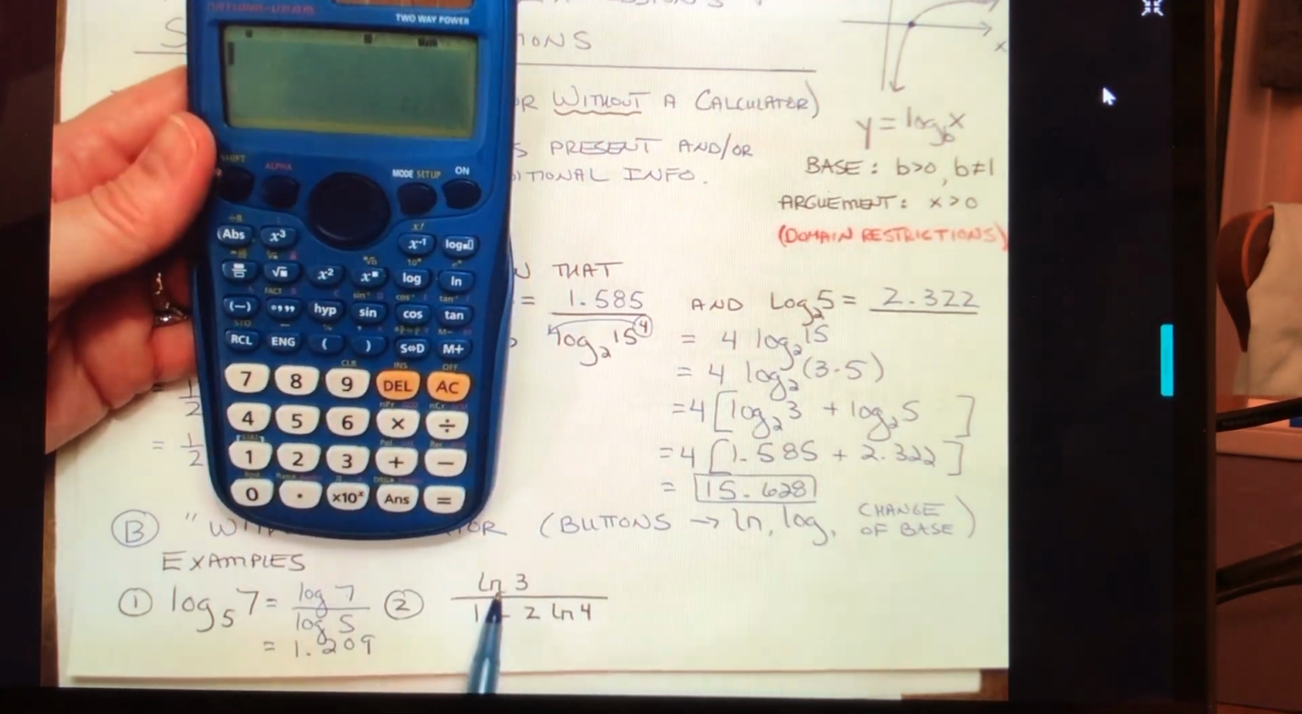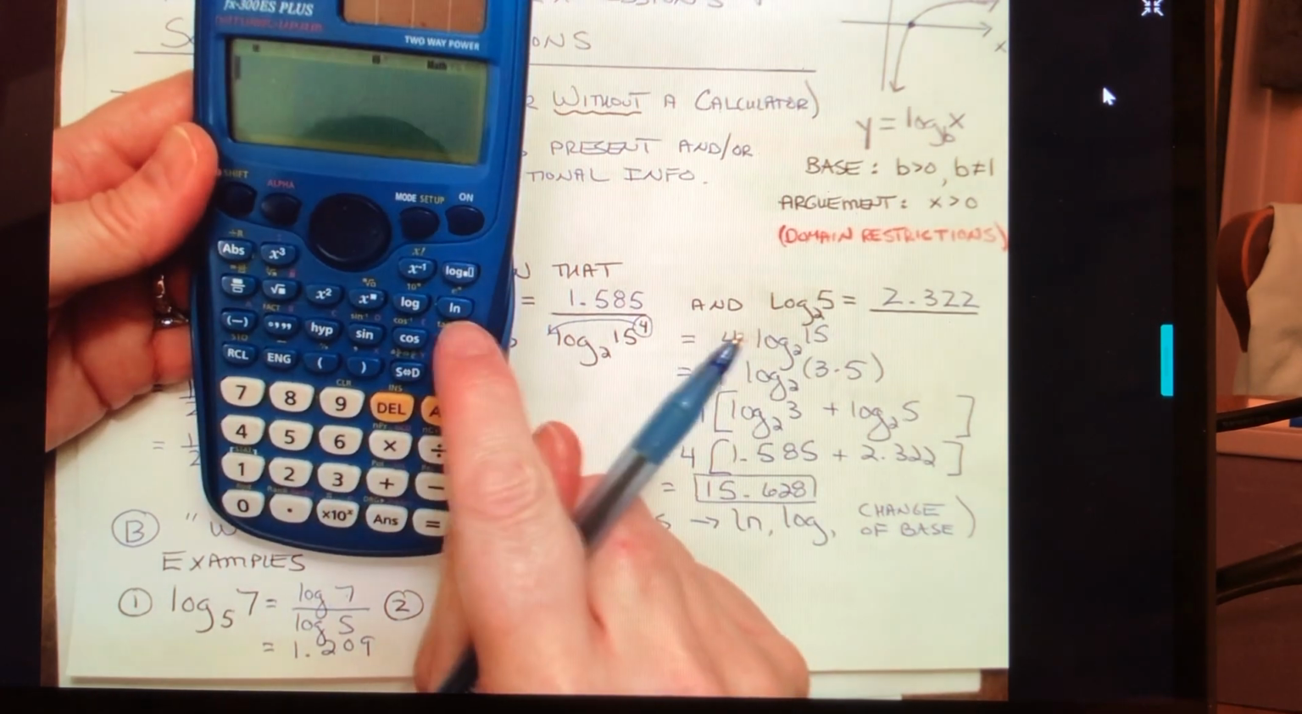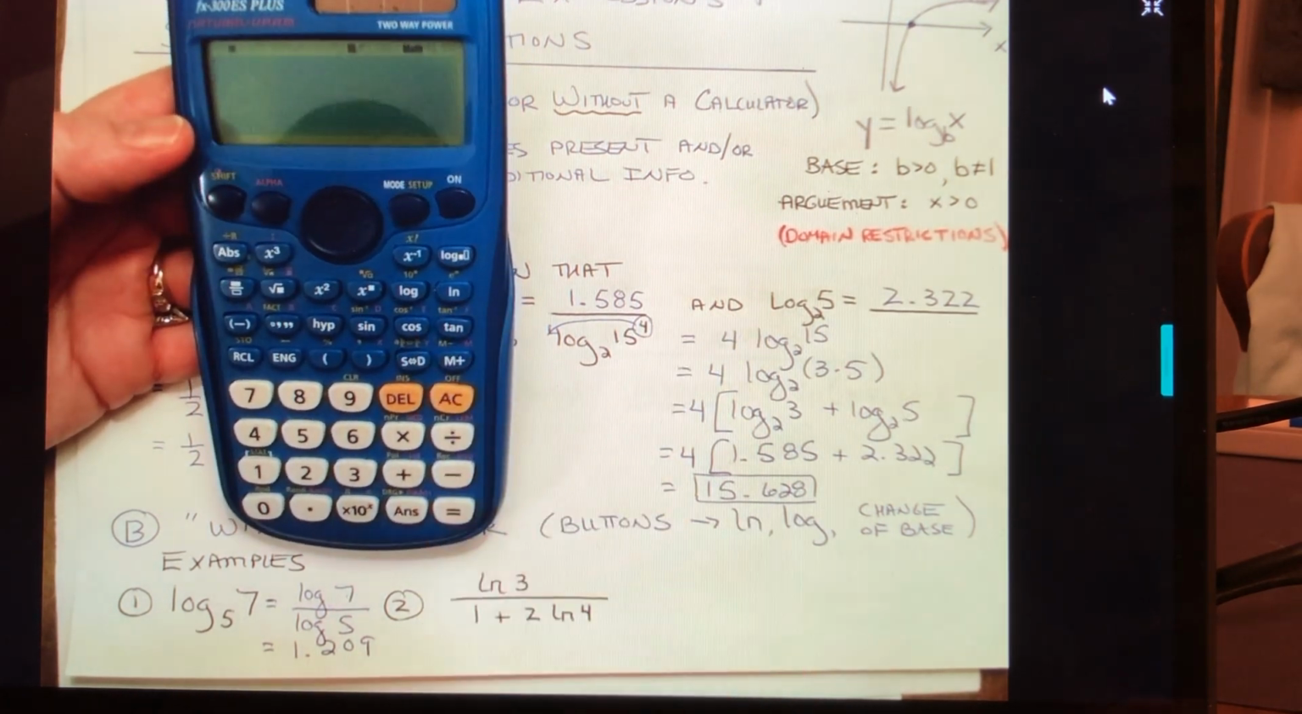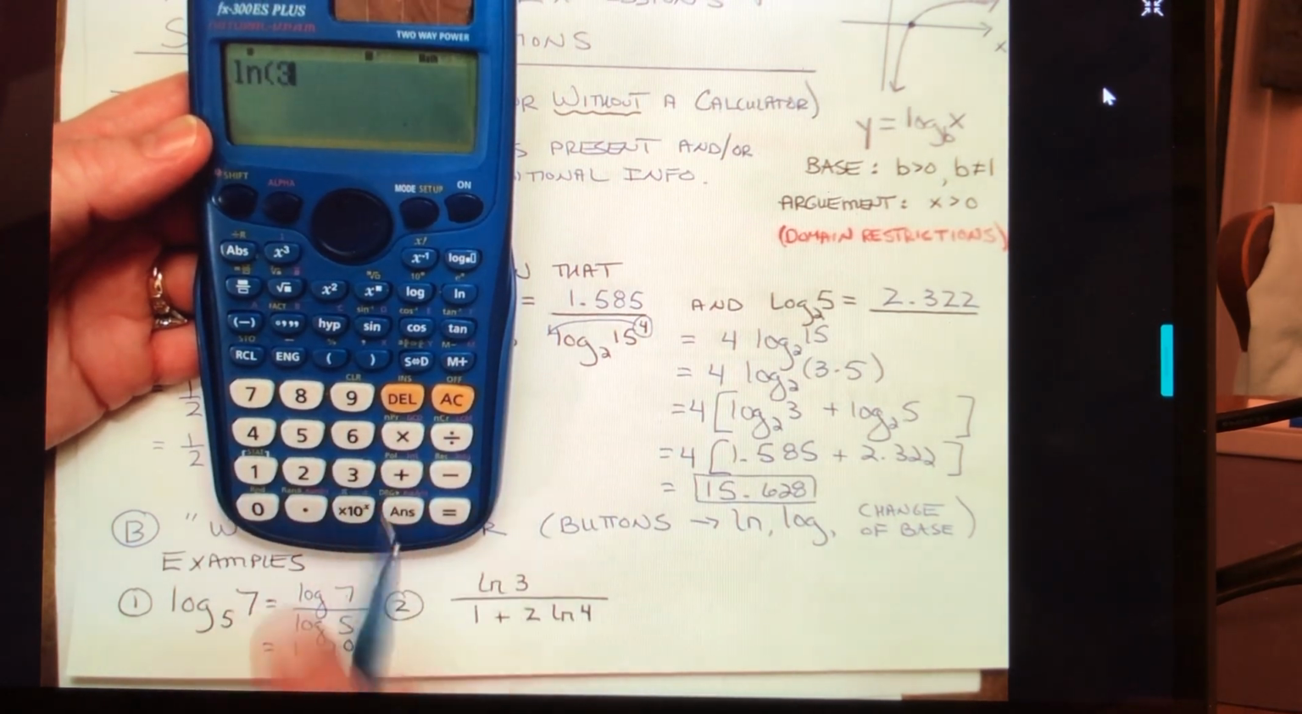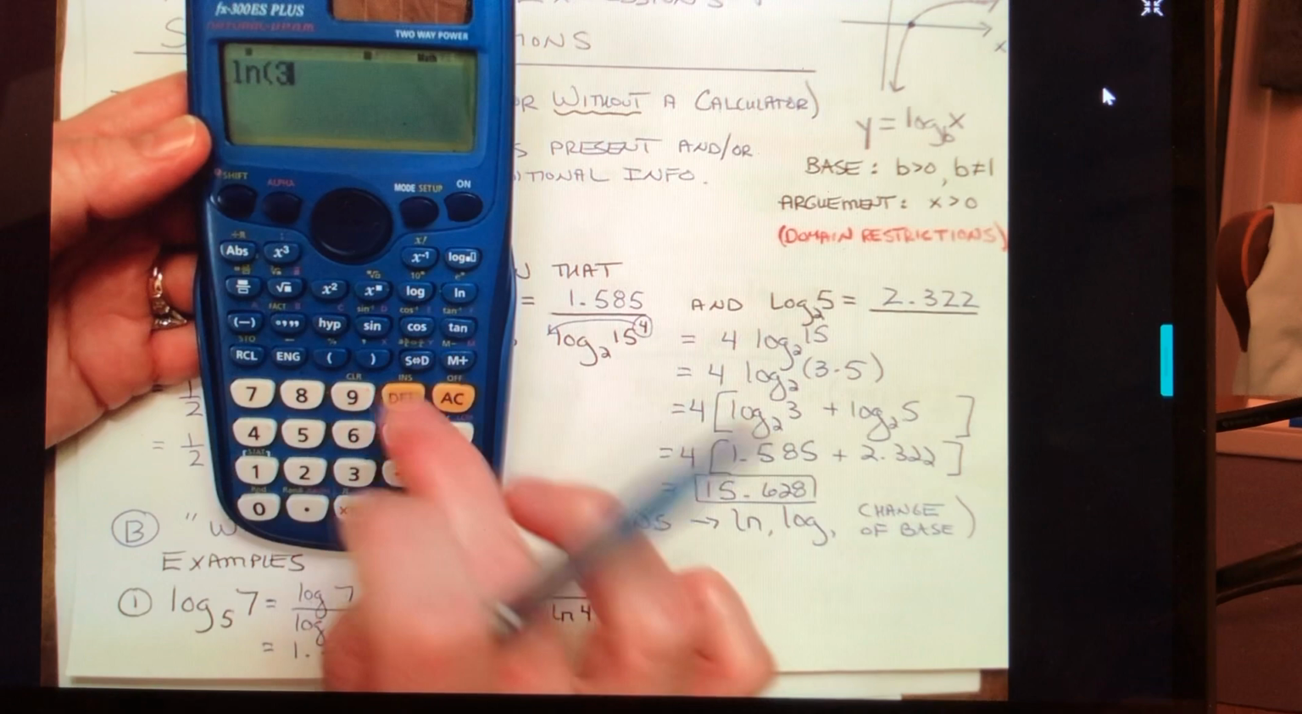So to start, this is a natural log. These are both natural logs. So I'm going to be using the ln button on my calculator. First, I'm going to enter that numerator, which is the natural log of 3. Again, they gave me the parenthesis, so I'm going to close out that parenthesis.